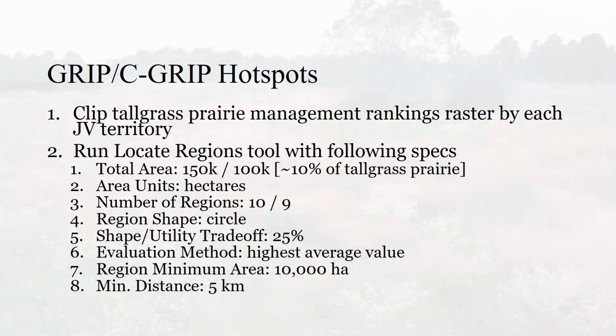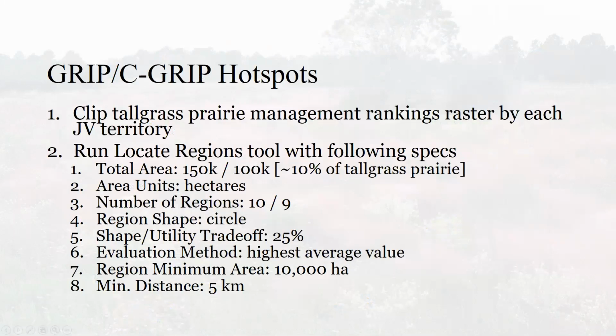For the hotspots, we use the same rankings raster as before, but this time we clipped it by the territory of each joint venture so that we could run the locate region tools in ARC separately for each joint venture. These are the specifications we used for locate regions. For the Gulf Coast joint venture, we only identified 9 hotspots instead of 10.